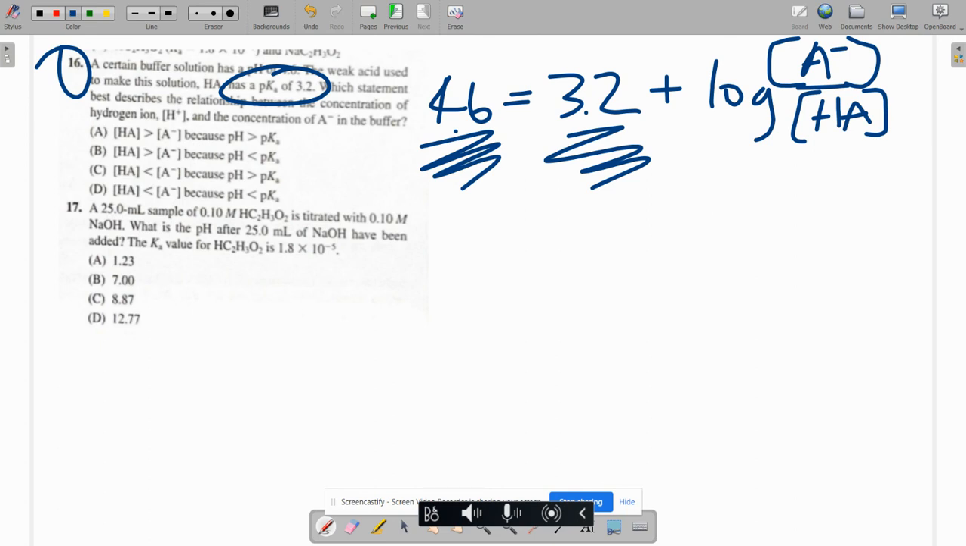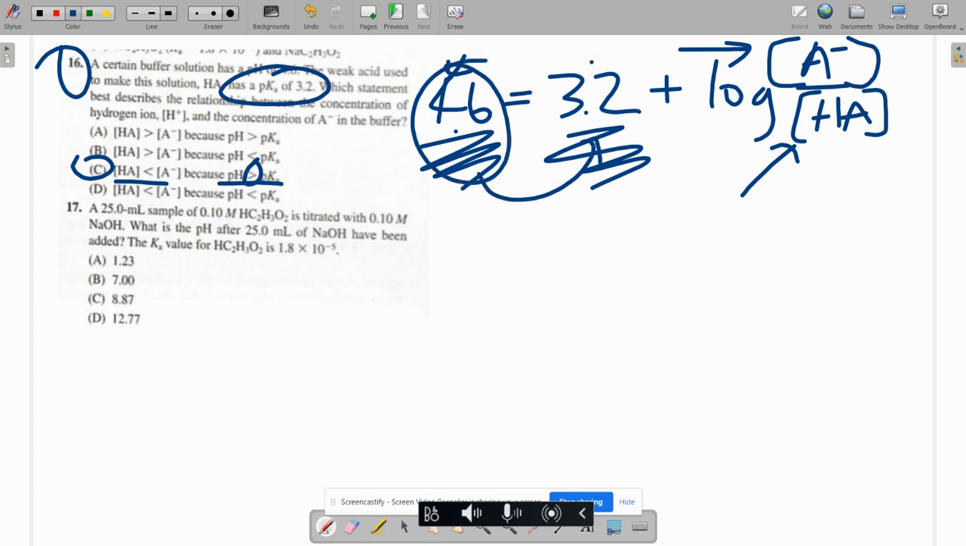So the best choice I would say is going to be letter C, meaning the acid component is going to have to be less than the base component. So that's what that's saying, because the pH that you desire is greater than the pKa. So bottom line, if you want a more basic solution than the pKa, then you got to have more base or less acid. All right, so that was actually kind of an easy one.